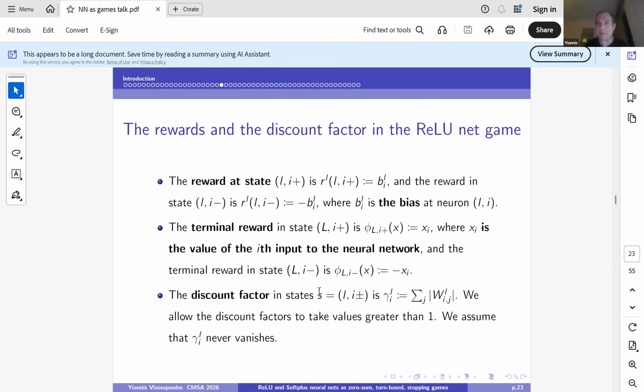Now, what is the reward? If you're at the (l, i)+ state, the reward is just the bias. If you're at the (l, i)- state, the reward is minus the bias of the corresponding neuron. For the terminal reward, remember we have double the number of neurons. The positive terminal neurons get the input to the ReLU net, the x_i's, and the negative ones get minus the x_i's. The discount factor is basically the normalization factor. So gamma_{l,i} is just the sum of the absolute values of the W_{l,i,j}, which we're going to use just to make probabilities.